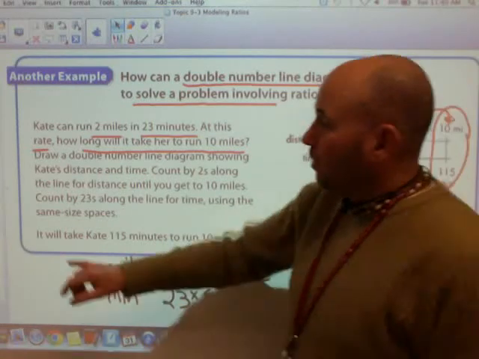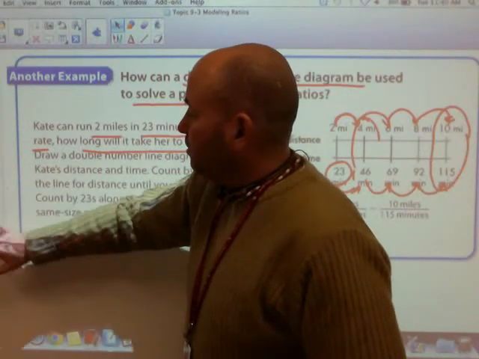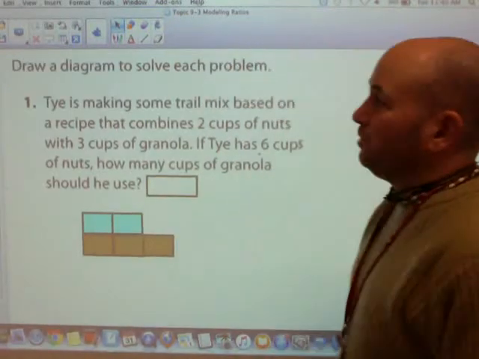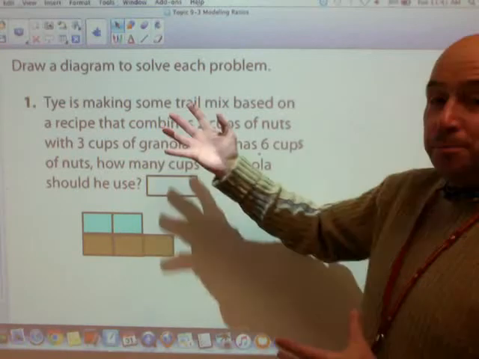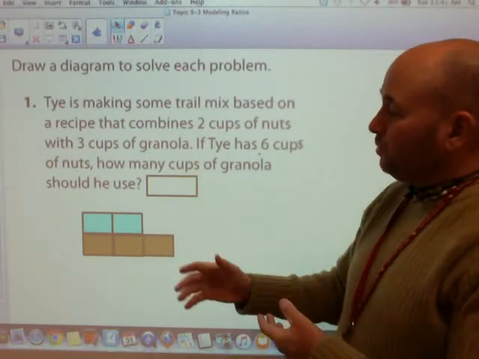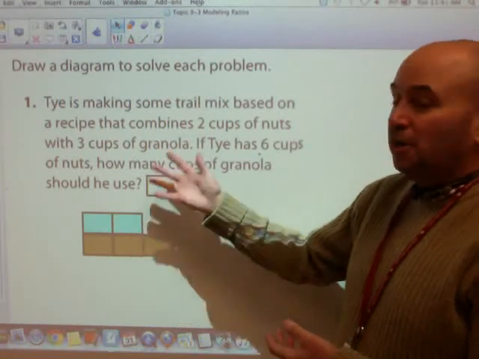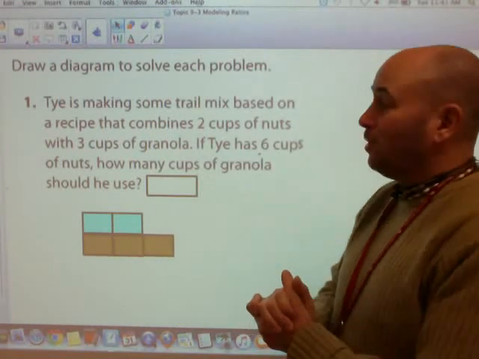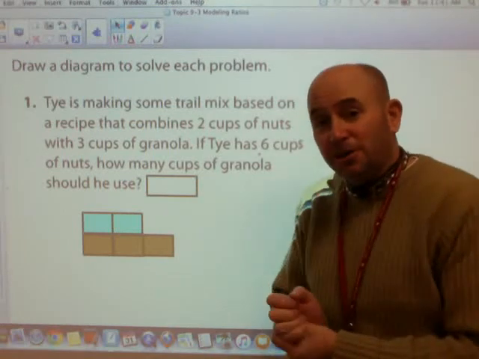Okay? So anyways, that's how you would do these problems. And what I want to do right now is I'm going to have you look at problem number 1 in your book, and on a piece of paper, see if you can set up a model like this to solve this problem. So go ahead and pause the video, and then I'll go over the answer with you and how we could achieve it.